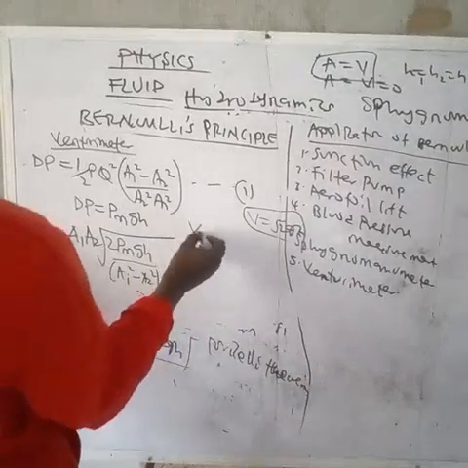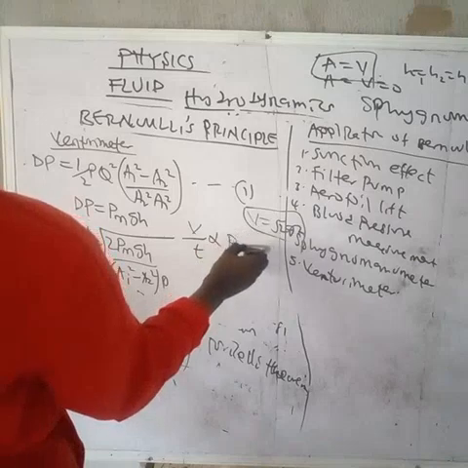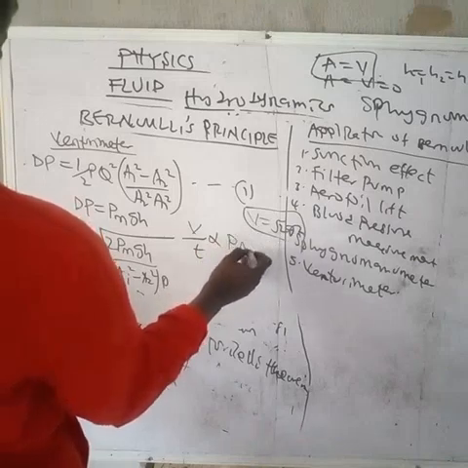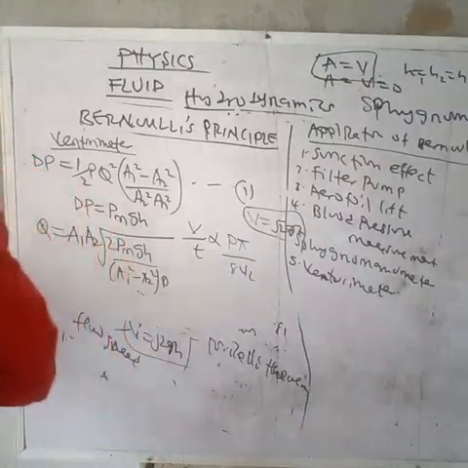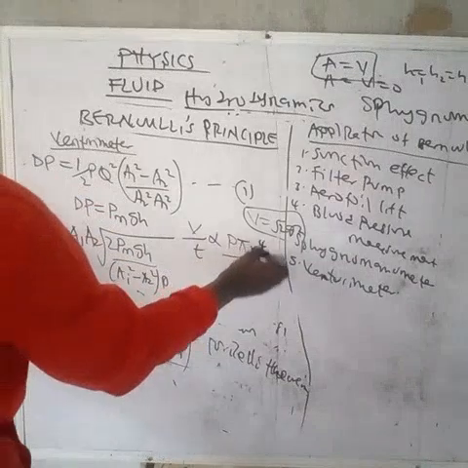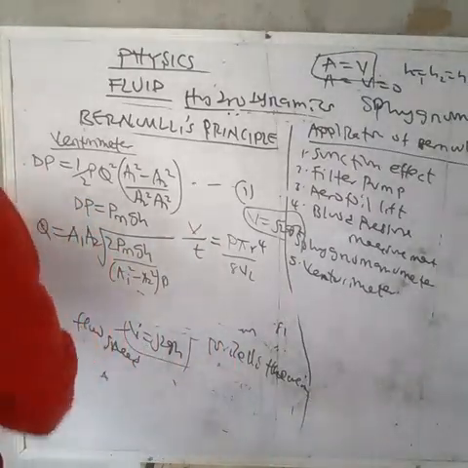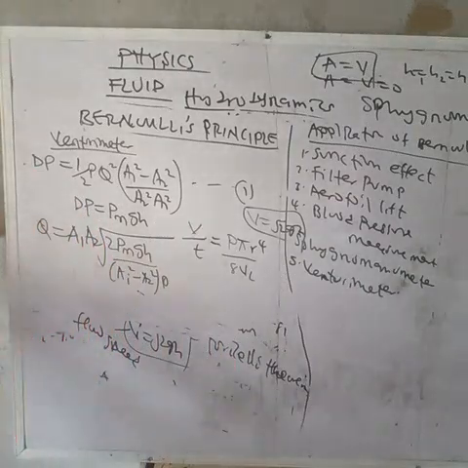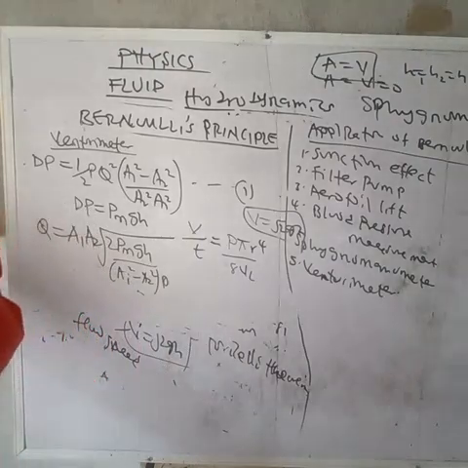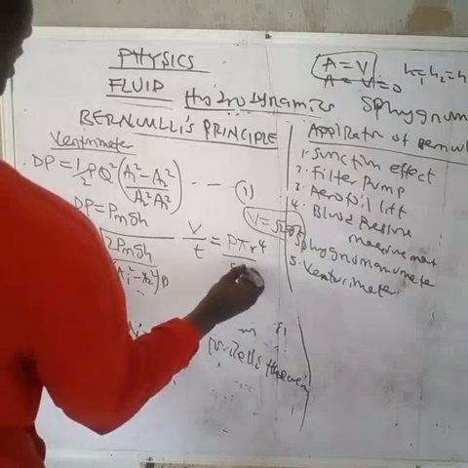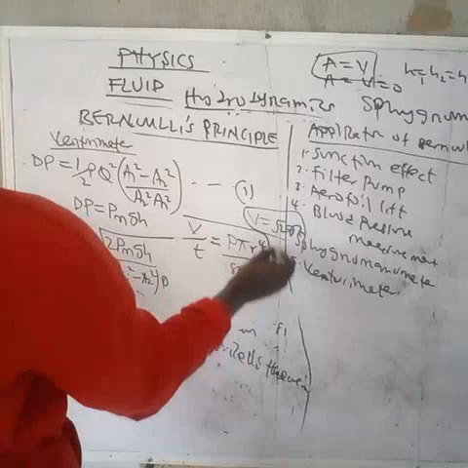Alright, for Poiseuille's equation, you have V over T. Study Poiseuille's equation: V over T is equal to pi over 8 eta L, where eta is viscosity and L is length, times R raised to power 4. Yeah, this is Poiseuille's equation.